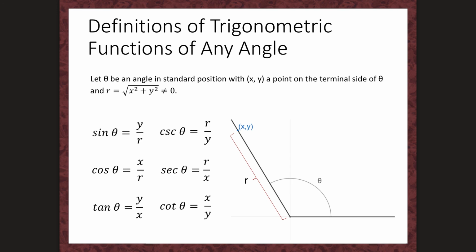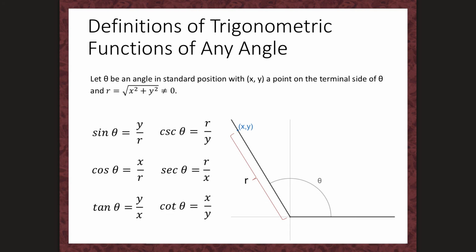So with that said, in the unit circle, the sine of theta was just the y coordinate. Now it's going to be the y coordinate divided by r, the length r. Cosine was the x coordinate. Now it is the x coordinate divided by r. And tangent, well, tangent's still y divided by x. So that's great.